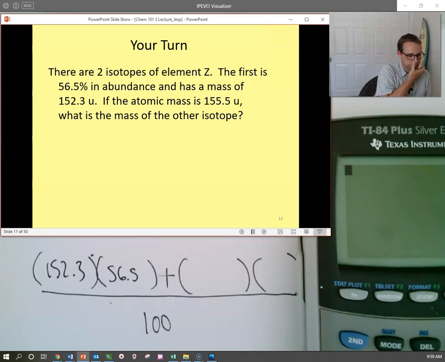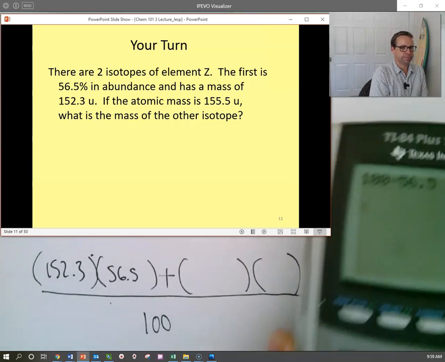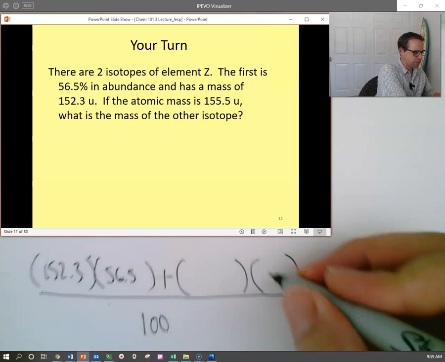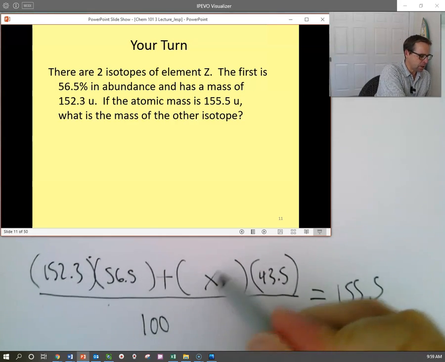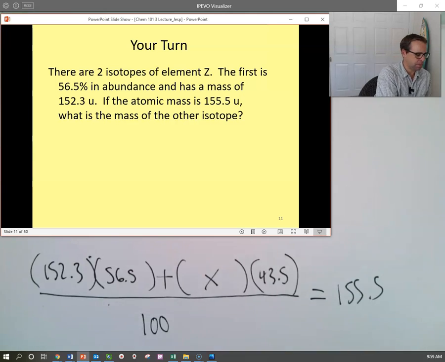100 minus 56.5. Very good. So it's 43.5. So 43.5% can go in here. And then the other isotopic mass can be solved for there.